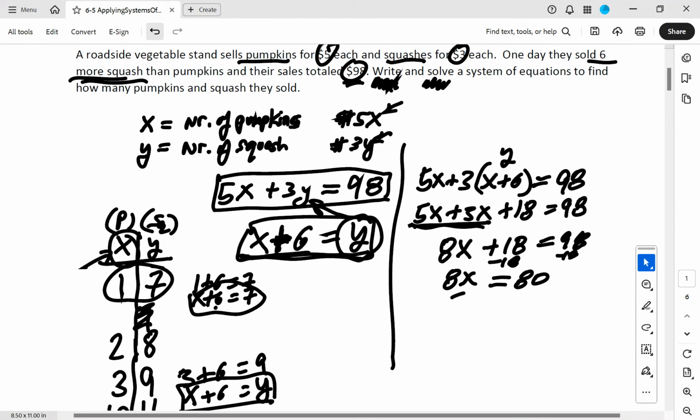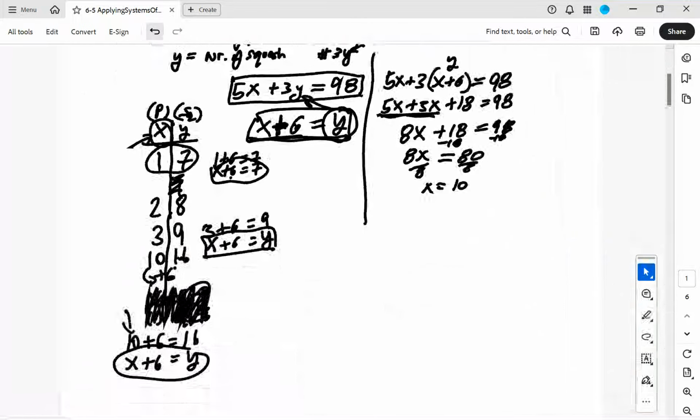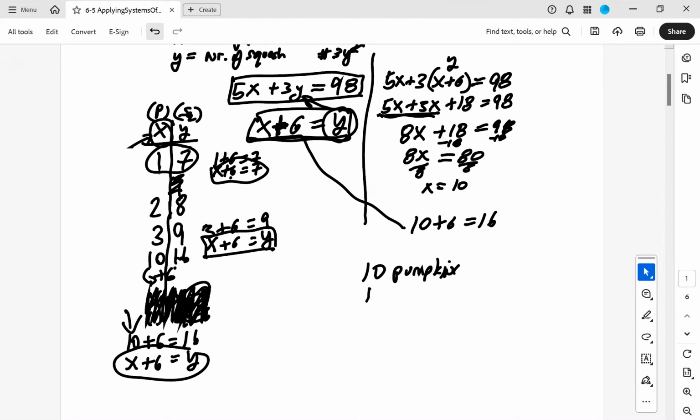It turns out when we divide by 8 here, that x is equal to 10. And that's just like we had in one of the ones that we did here without my realizing it or thinking about it. I put 10 in for pumpkins once and figured out it would be 16. And we know that from here, 10 plus 6 equals 16. So it's 10 pumpkins and 16 squash. And we have answered the problem. We did two equations, a system of equations, and then we found out how many pumpkins and how many squash they sold.